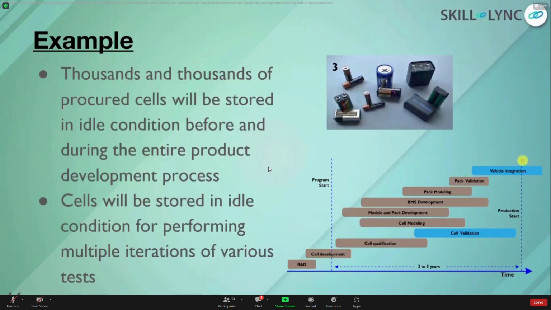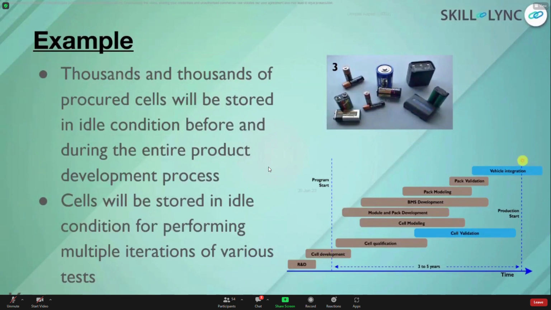So this is going to take a lot of hours. In this particular scenario, when you are procuring cells, you're going to procure thousands and thousands of cells, because you're not going to procure a very small amount. That's not going to be economically viable. So you're going to procure a large quantity, and you have to store it before that, right?